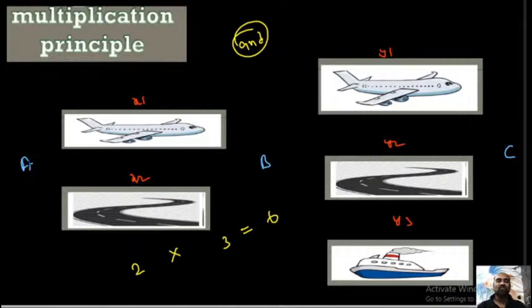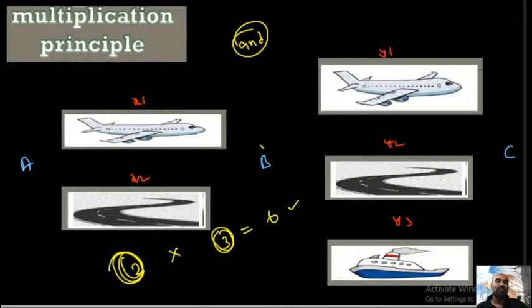First of all, you can travel from A to B in 2 different ways. After completion of that only, you can start the second operation, which is traveling from B to C. How many different ways? 3 different ways. So by the product rule, from A to C you can travel 2 into 3 ways. That is 6 different ways.